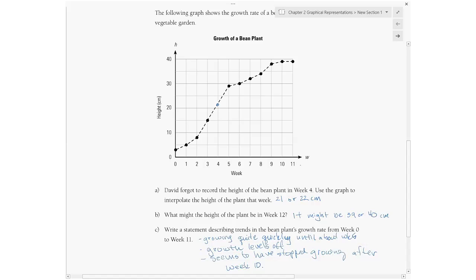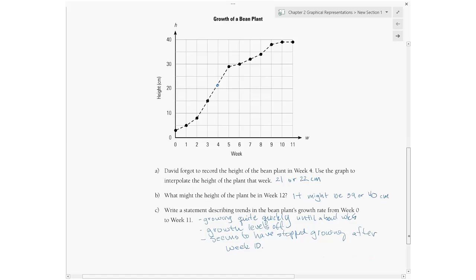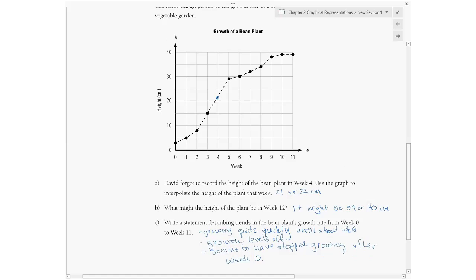Okay, so, make that look like an actual Y. So that's some information, some trends that we can see. And so there's interpolating here, extrapolating there, and then describing trends for that plant or that graph.